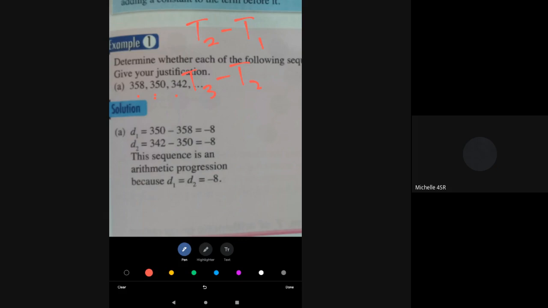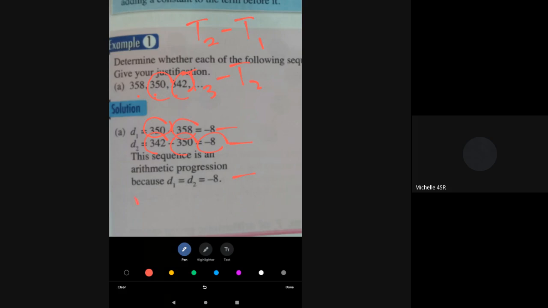T2 here is 350 minus 358, so we get negative 8. Next we check between 342 and 350. 342 minus 350, we get negative 8 also. So this sequence is an arithmetic progression because we have the common difference, negative 8, negative 8.